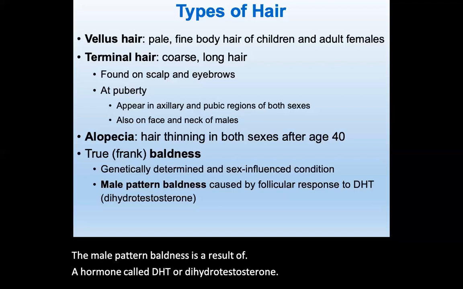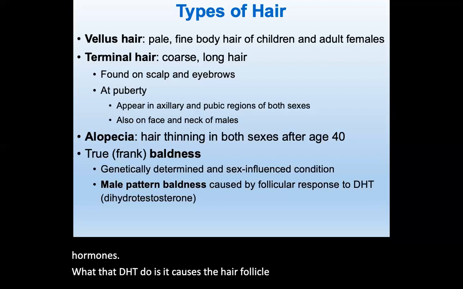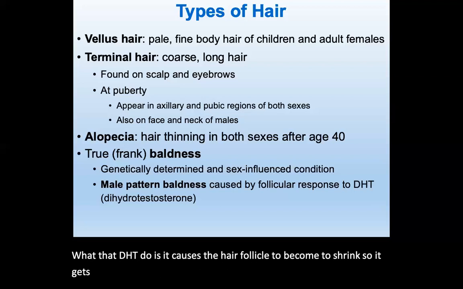This hormone is a form of androgen, which is a precursor to sex hormones. Now, what DHT does is it causes the hair follicle to shrink, so it gets smaller. It also decreases the cycle of the hair growth.